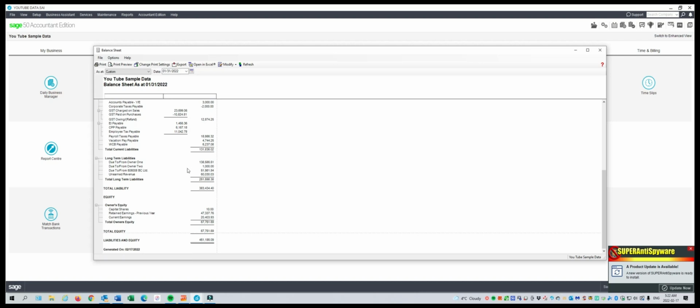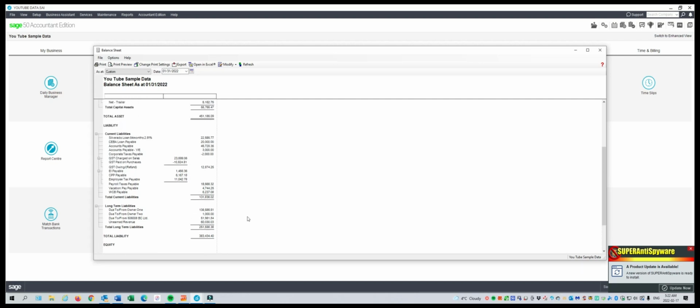The next section can be your long-term liabilities, which is amounts due to shareholders, dividends, etc. And the final section is your equity. So that would be current year and prior year earnings summarized on this report.